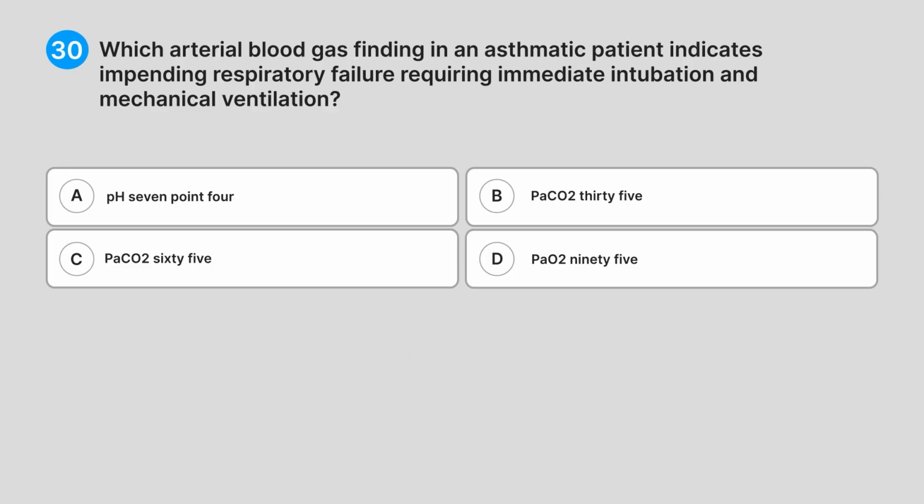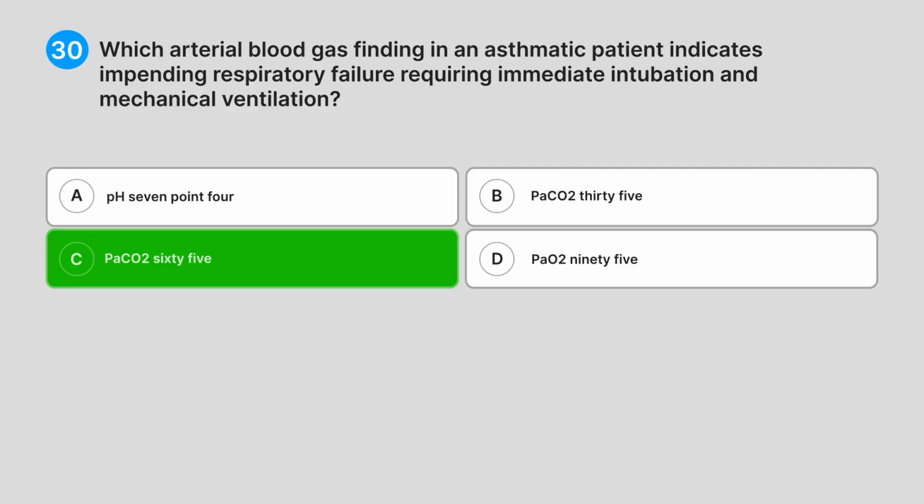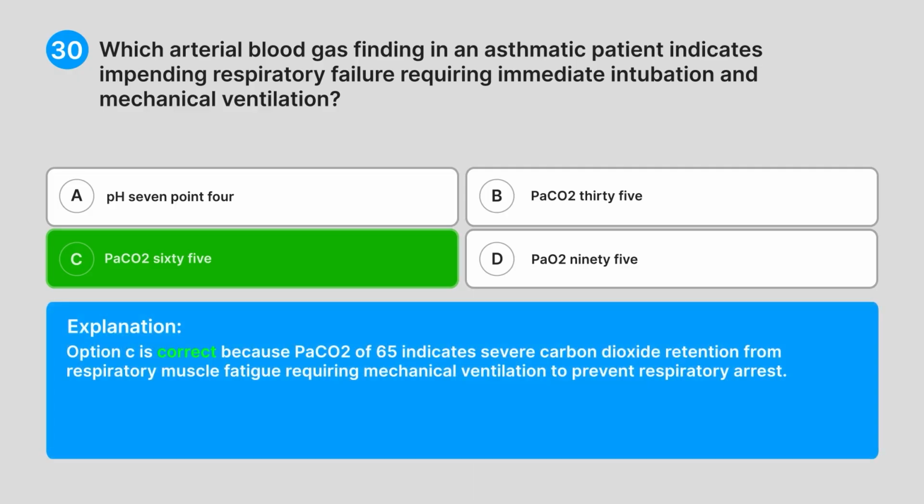Correct answer, C. PaCO2 65. Explanation. Option C is correct because PaCO2 of 65 indicates severe carbon dioxide retention from respiratory muscle fatigue, requiring mechanical ventilation to prevent respiratory arrest.